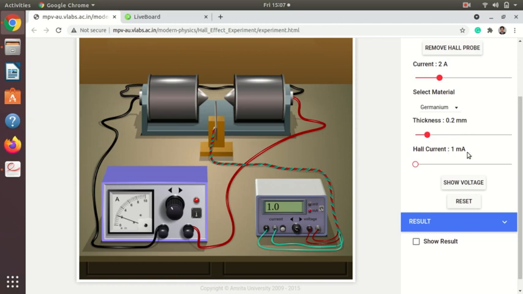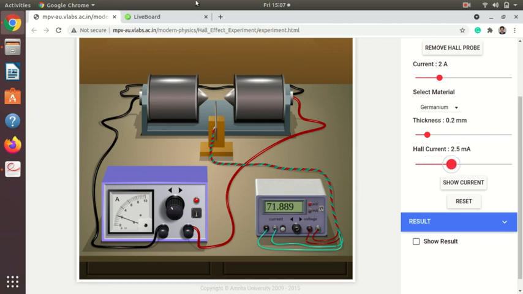Now the Hall current is 1 milliampere. This is the variable we have to change in this experiment. Here you can also see the current shown as 1 milliampere. If I change it to 1.5, it will also show 1.5, so there is no need to have a separate current meter. I will click on show voltage. Now the millivolt knob is on and we can see the voltage. Now change the current and note down the voltage.